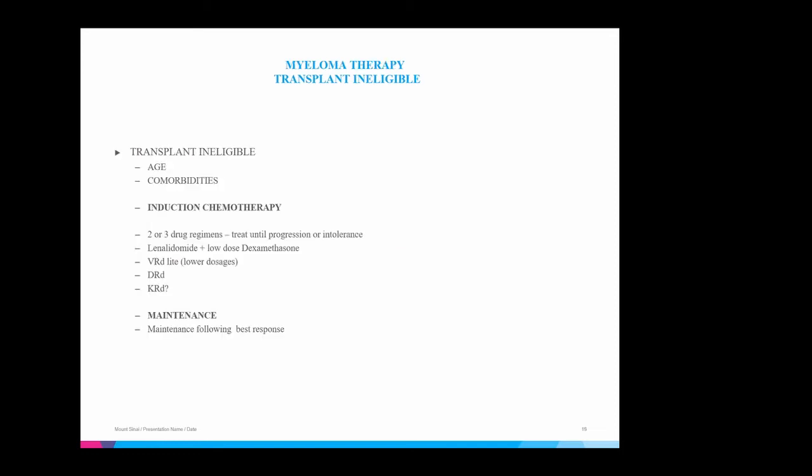A lot of our patients are not transplant eligible, either because of advanced age or because of multiple comorbidities. So these patients are treated a little bit differently. They do get induction chemotherapy. They may get 2 or 3 drug regimens instead of 4. Some commonly used regimens are lenalidomide plus low-dose dexamethasone, or something called VRD light, which is VRD at lower dose levels, and daratumumab and RD, or Kyprolis, which is carfilzomib, and RD are often used.